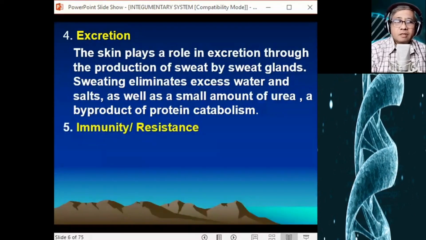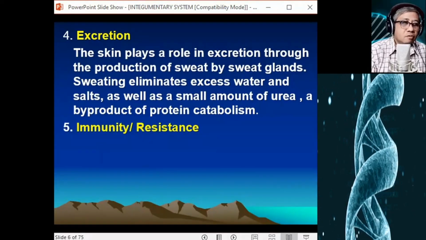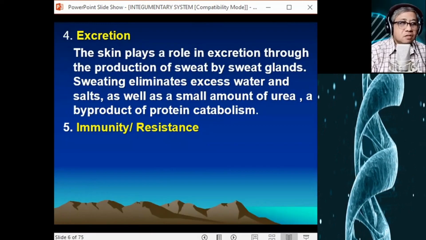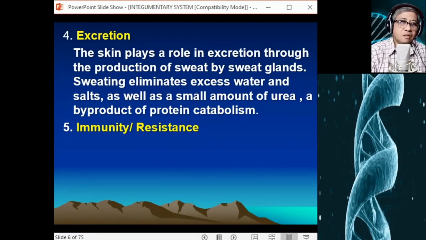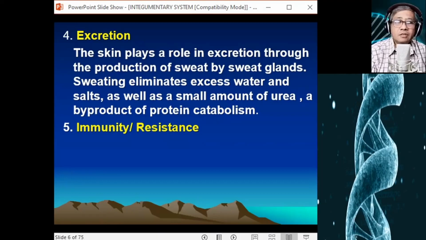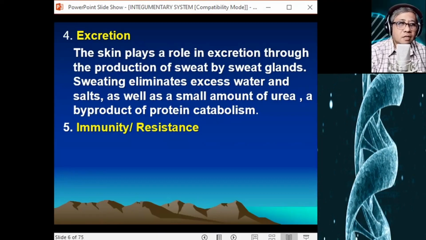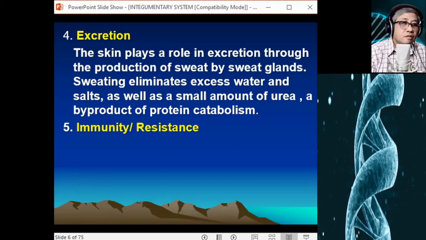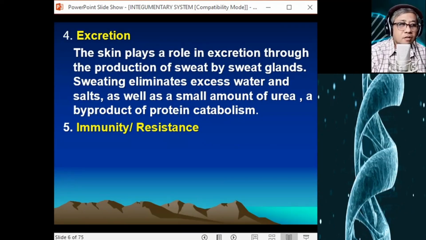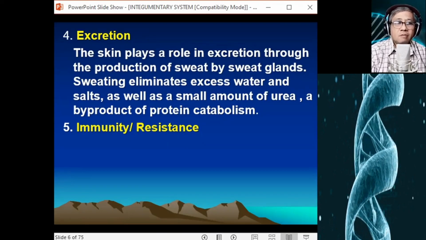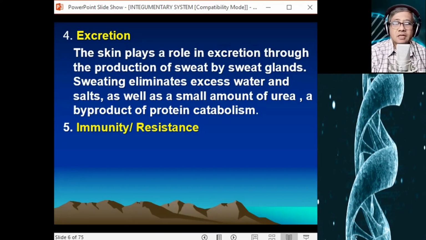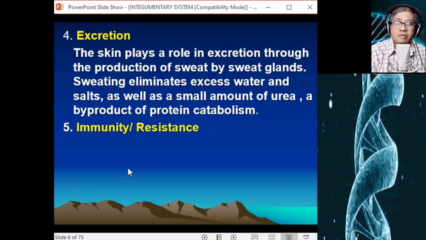Okay, number 5, the skin also plays a very important role in the maintenance of immunity, because there are certain cells in the skin that help in the fight against foreign invaders, bacteria. And as a protective barrier as well, the skin prevents the entry of foreign invaders. Except perhaps if you have a wound, but if we are free from any wounds, then the skin would really be an effective barrier against the entry of pathogens, bacteria, viruses, parasites from the external environment.